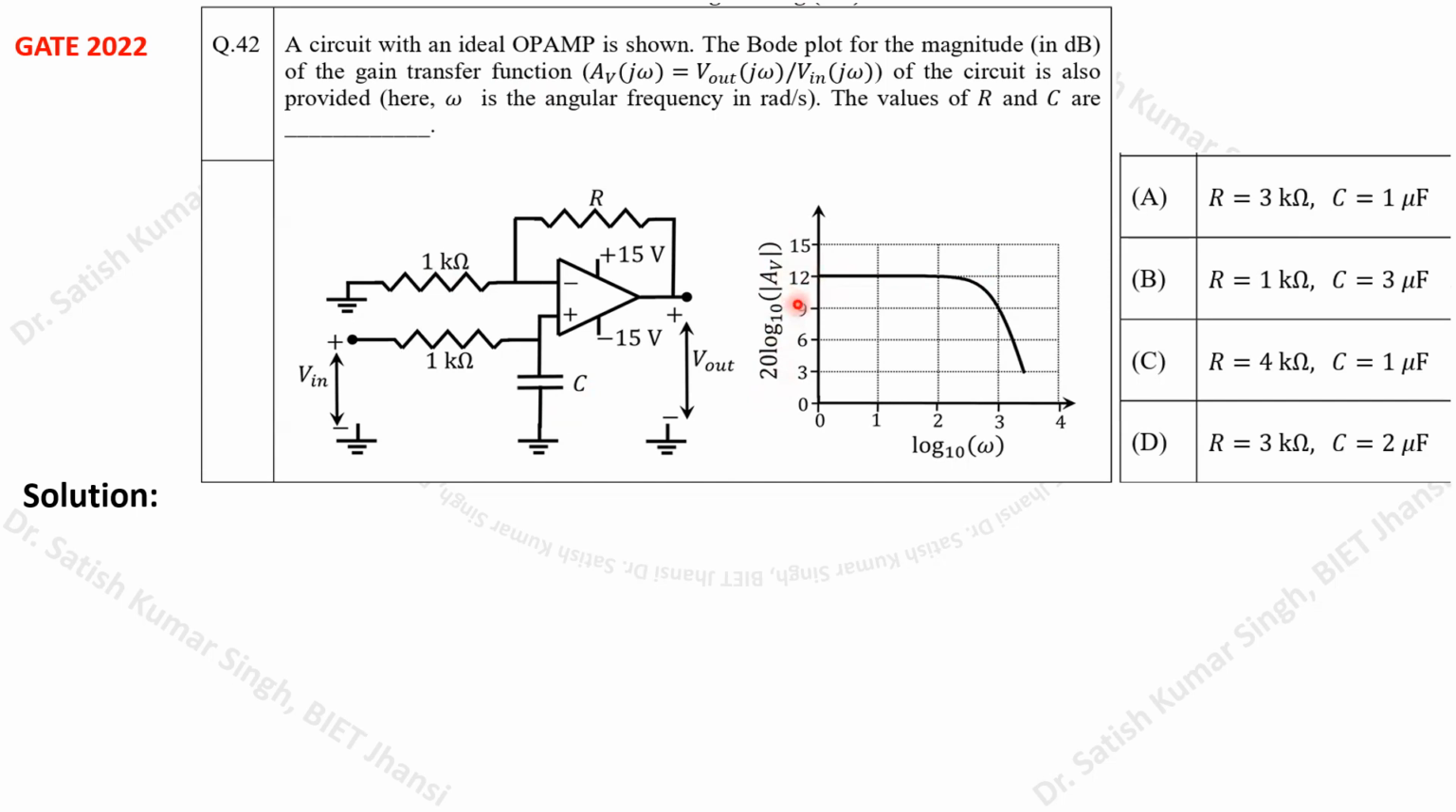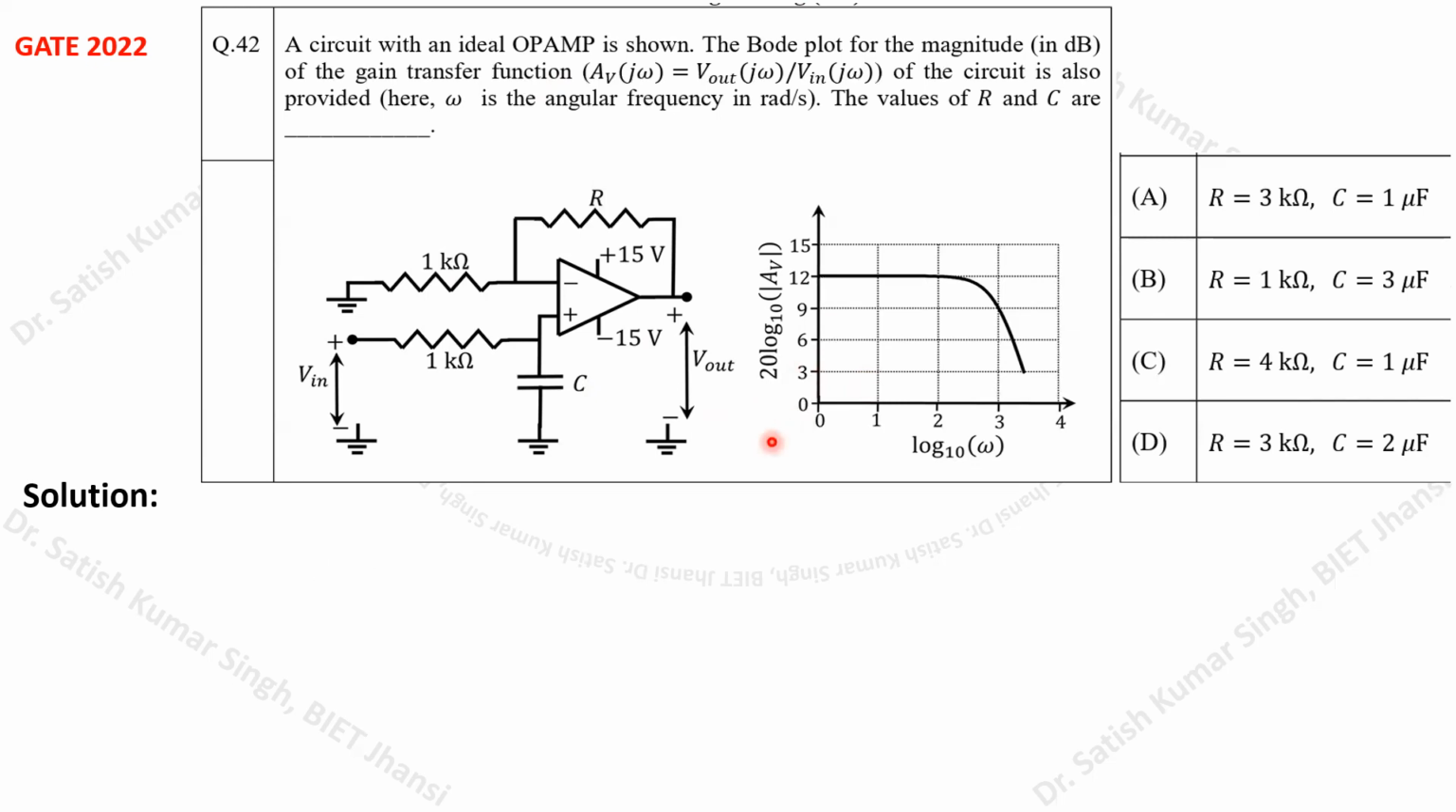From the plot itself, we can see this gain is reduced by 3 dB at log 10 omega equals 3. So at log 10 omega equals 3, the gain is reduced by 3 dB. Therefore, this frequency, omega equals omega c, this log 10 omega c, will be the 3 dB cutoff frequency of this particular filter, right? So we can make a substitution over here, and then try to solve it.